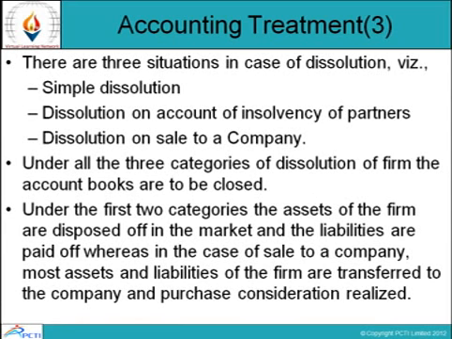Accounting treatment 3. There are 3 situations in case of dissolution: number 1, dissolution by simple dissolution. Number 2, dissolution on account of insolvency of partners. Number 3, dissolution on sale to a company. Under all the 3 categories of dissolution of firm, the account books are to be closed. Under the first 2 categories, the assets of the firm are disposed of in the market and the liabilities are paid off, whereas in the case of sale to a company, most assets and liabilities of the firm are transferred to the company and purchase consideration realized.